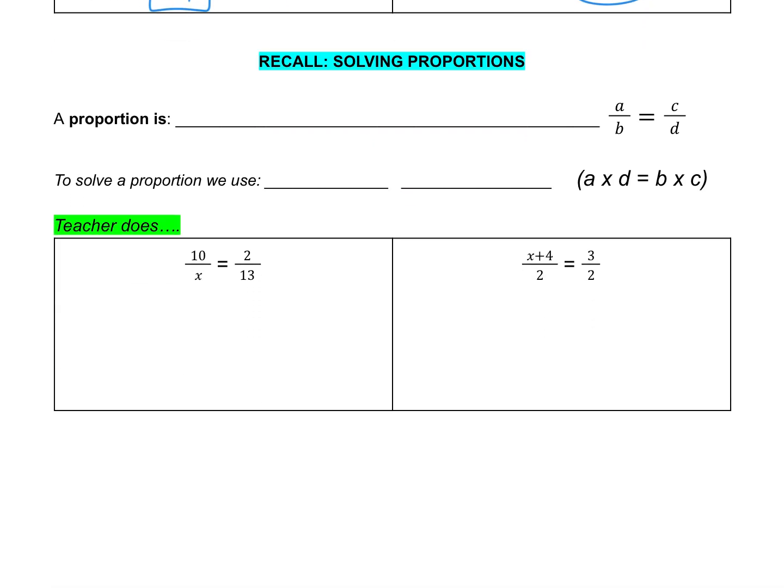Next thing to talk about, a proportion. We've already seen these. A proportion is an equation that sets 2 ratios equal. So here is an example of a proportion. You have a ratio on the left side. We have a ratio on the right side. And how do we solve something like that when 2 fractions are set equal?